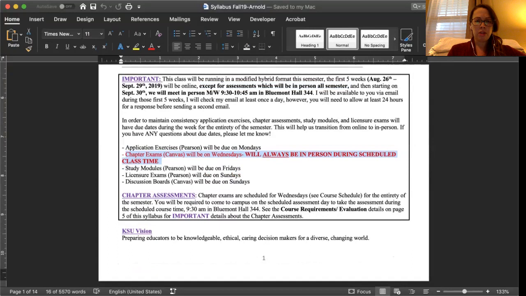Study modules are on the Pearson site, and those are due on Fridays. Licensure exams are on the Pearson site. Those are due on Sundays. And discussion boards are on Canvas, and those are due on Sundays. And there's more detail on what that is like down here.